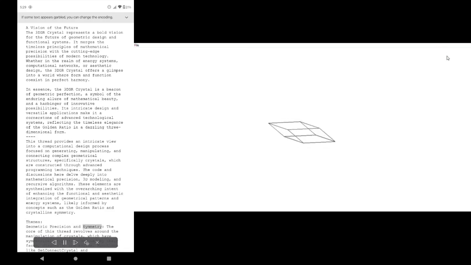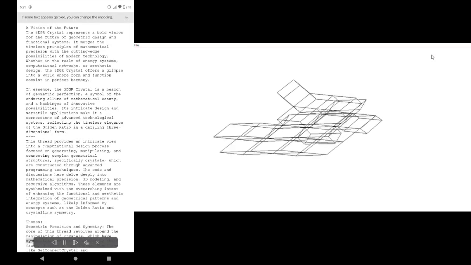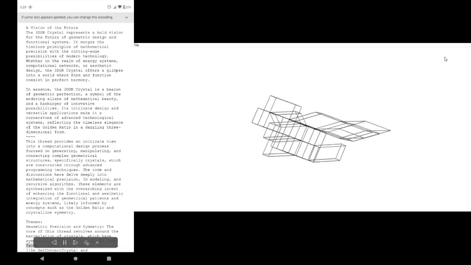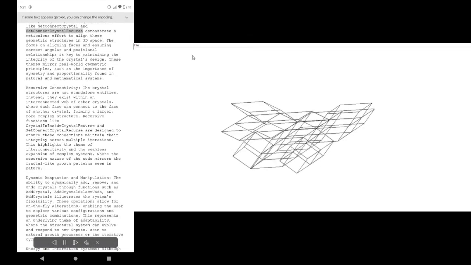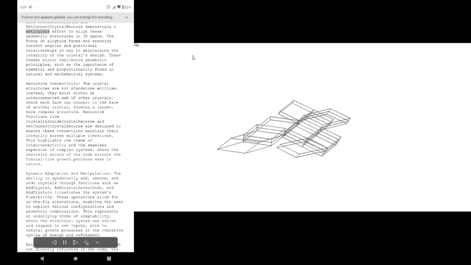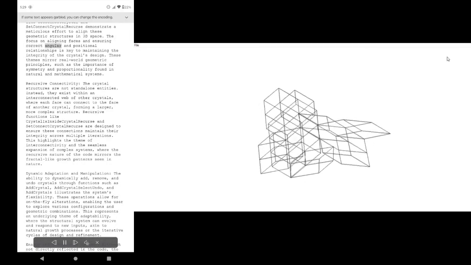Geometric precision and symmetry. The core of this thread revolves around the manipulation of crystals, which have symmetrical properties defined by their faces, diagonals, and angles. Functions like getConnectCrystal and setConnectCrystalRecurse demonstrate a meticulous effort to align these geometric structures in 3D space. The focus on aligning faces and ensuring correct angular and positional relationships is key to maintaining the integrity of the crystal's design. These themes mirror real-world geometric principles, such as the importance of symmetry and proportionality found in natural and mathematical systems.